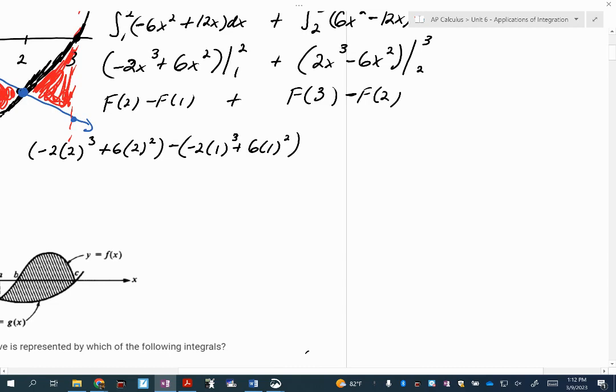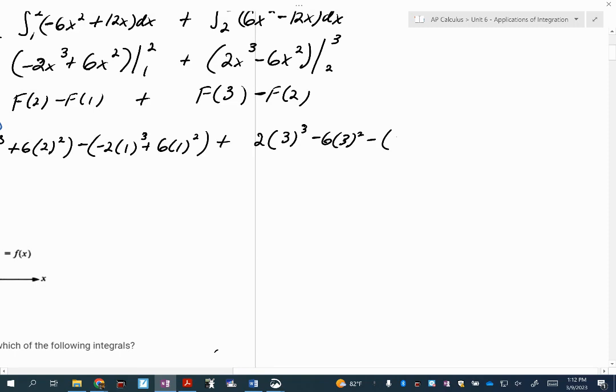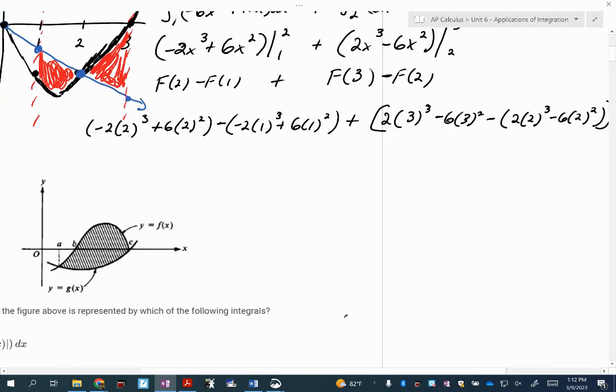Remember, this is the fundamental theorem of calculus, right? Doing the difference between plugging these 2 limits of integration in. So 2 times 3 cubed minus 6 times 3 squared, minus 2 times 2 cubed minus 6 times 2 squared. All right, we got a lot going on here. All right, let's see if we can get an answer.